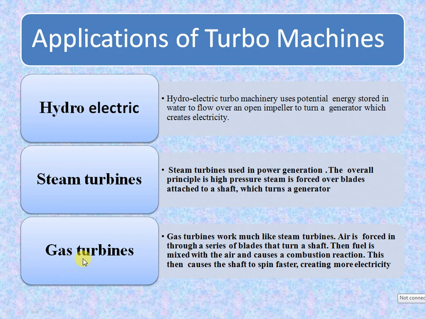Gas turbine. A gas turbine uses a hot gas. The air is forced through a series of blades that turn a shaft. Then the fuel is mixed with the air and causes a combustion reaction. This causes the shaft to spin faster, creating more electricity.